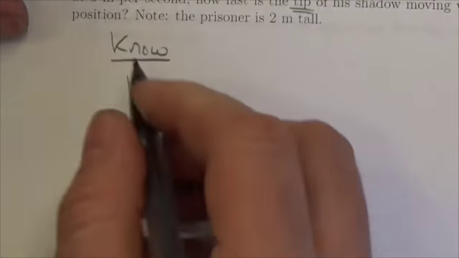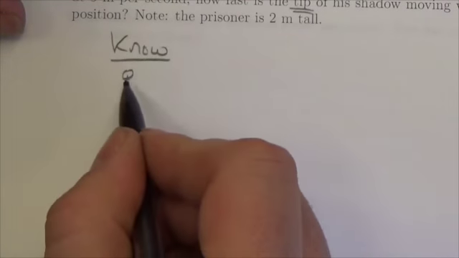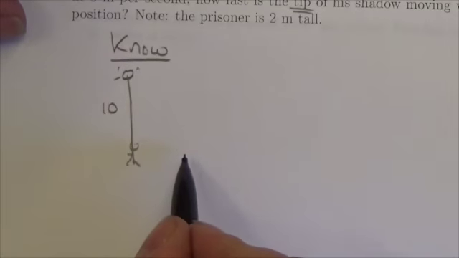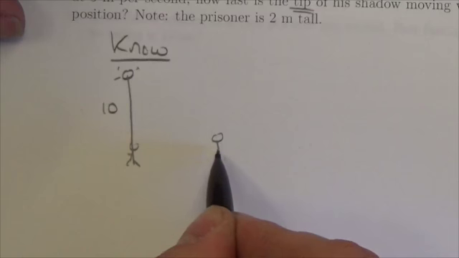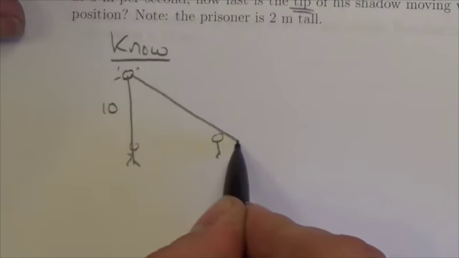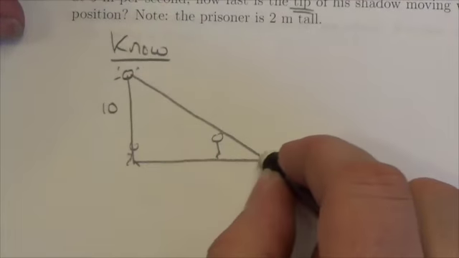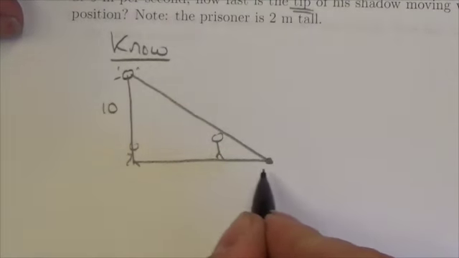And we'll zoom in a little bit here. So what we know is, to begin with, this prisoner's right here. Okay, here's the spotlight, and it's 10 meters up. And then the prisoner starts to run away. So your prisoner at some point is going to be out here. And we want to know how fast the tip of the shadow is moving. So we're looking for this little guy right here. How fast that little mark right there is moving.